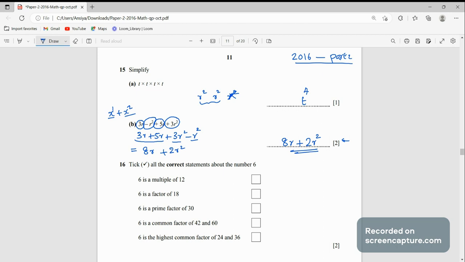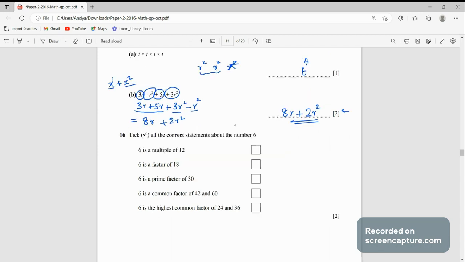We can never ever add them. Please don't think the answer is 10r or 10r square. Don't do that. Okay? If it's multiplication, we can do.